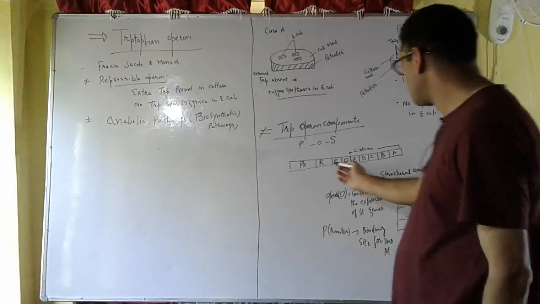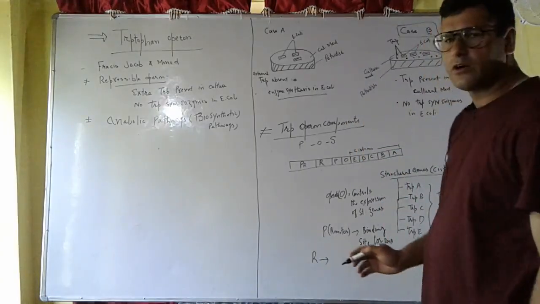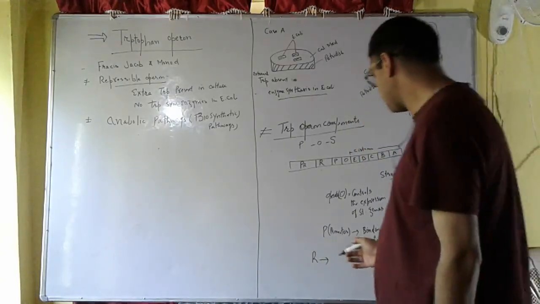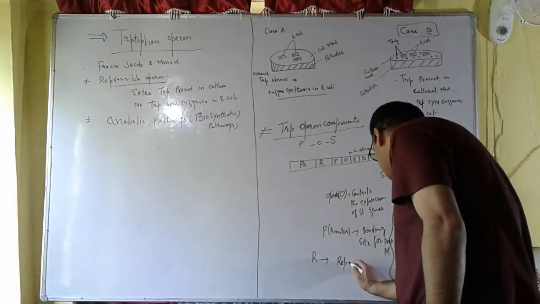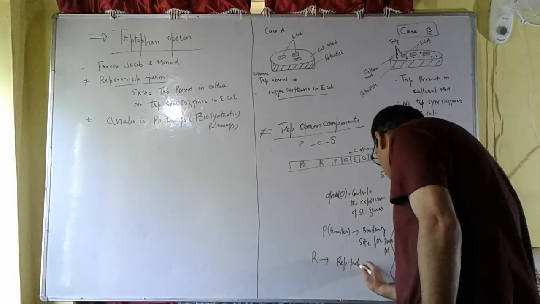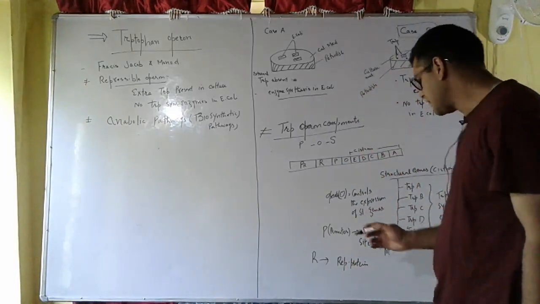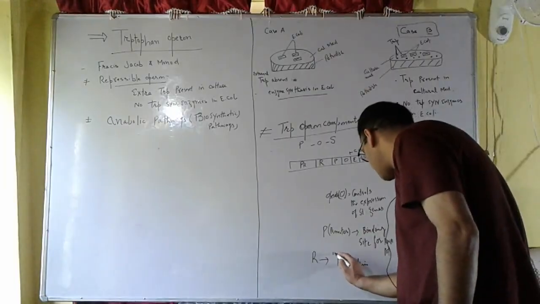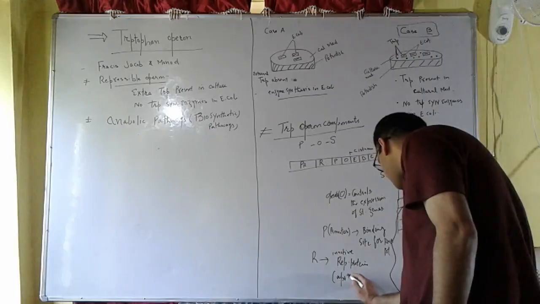Then we have the R gene. This R gene synthesizes a protein called the repressor protein. But here the repressor is inactive, called the inactive repressor protein, which is called the aporepressor.